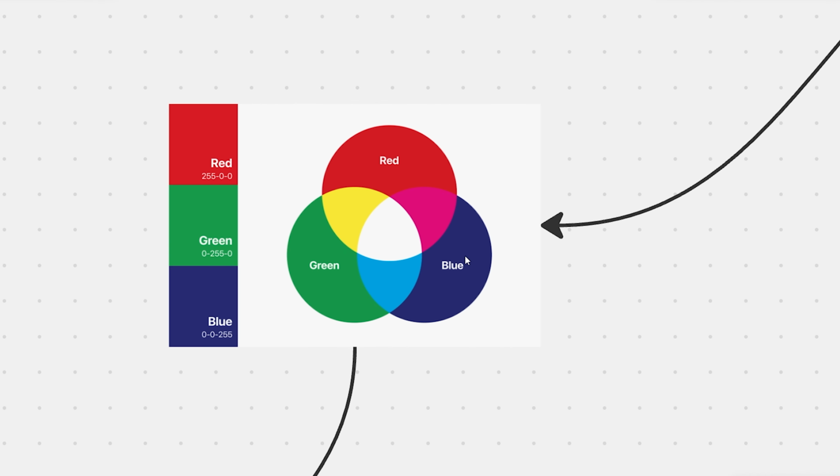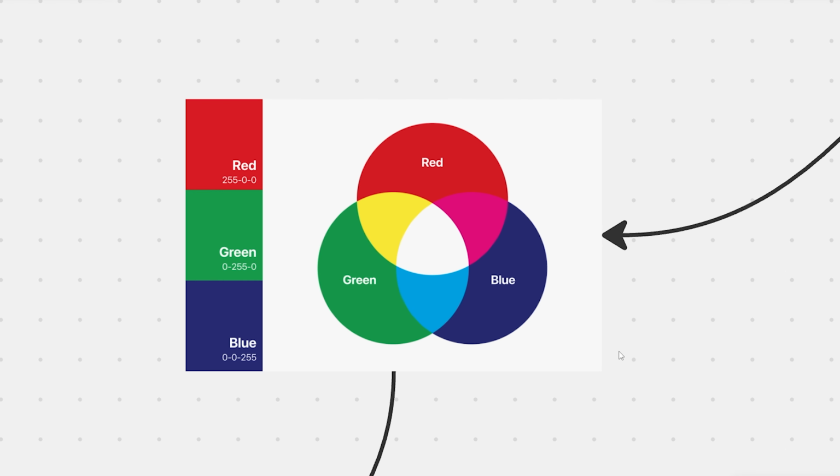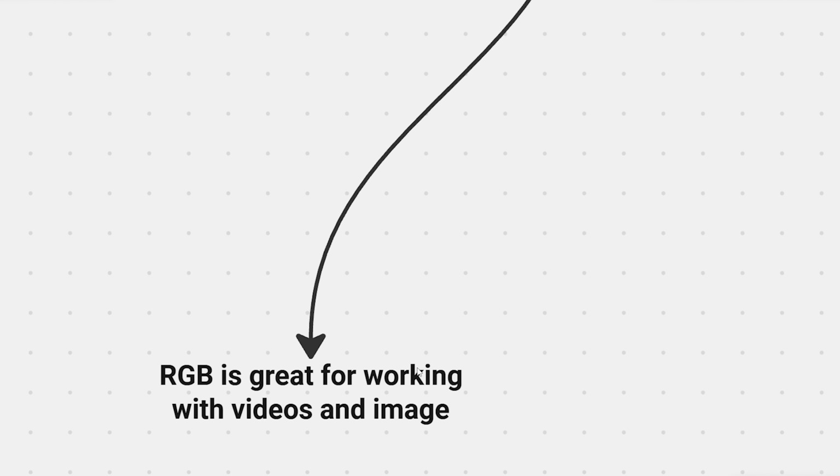Imagine a black screen. If you add red, it lights up red. Add green and you'll get yellow. Add blue and all three colors mix to create white. This is exactly how screens work. They simply turn different colored pixels on or off to create an image. With RGB, you can mix these three colors in different proportions to create any shade. You've probably seen these three values before. Well, depending on what numbers you enter, you'll get different colors.